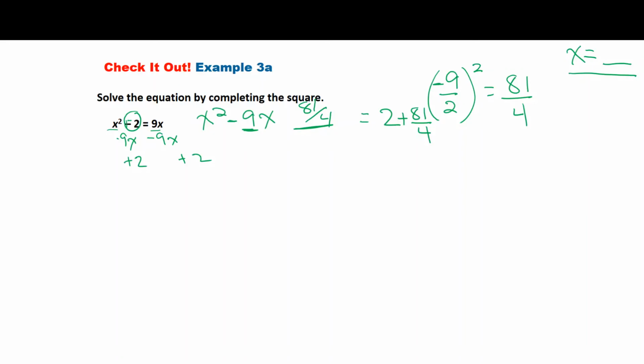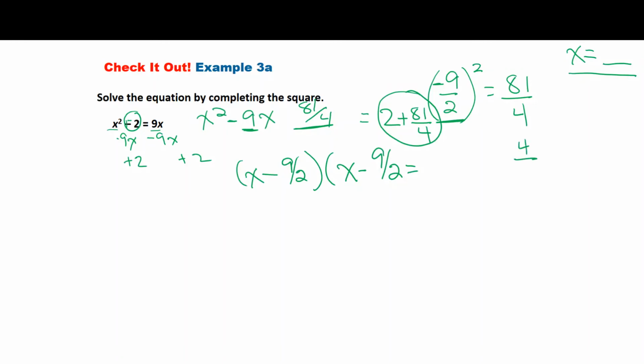So two numbers that multiply together to get 81 over 4, add together to get negative 9, I know is going to be negative 9 over 2. So I'm going to say x minus 9 over 2 times x minus 9 over 2 equals 2 plus 81 over 4. All right, well, let's get a common denominator. 4 over 2, let's see, it's got to be 8 over, let's fix that. 8, this is my common denominator, so 8 over 4, and 8 over 4 is the same as 2, plus 81 over 4, which is 89 over 4. All right, so all of that is going to equal 89 over 4.